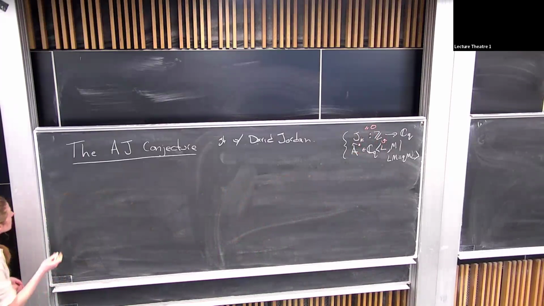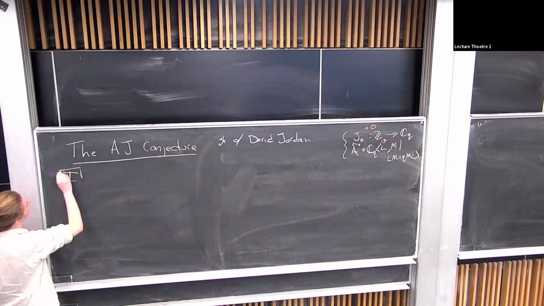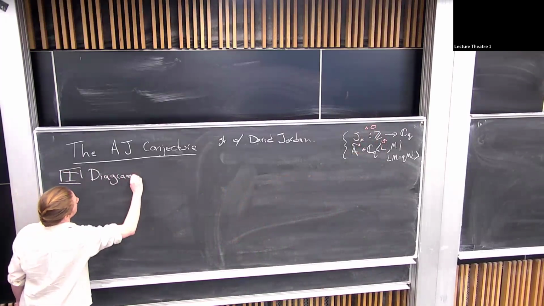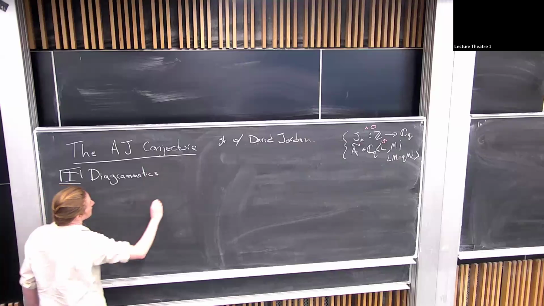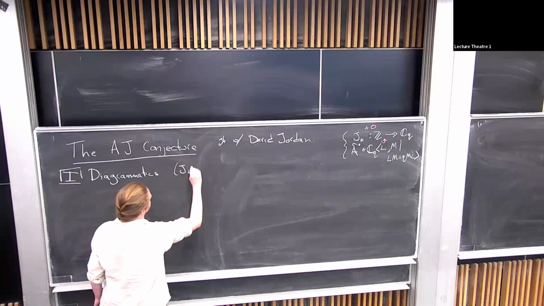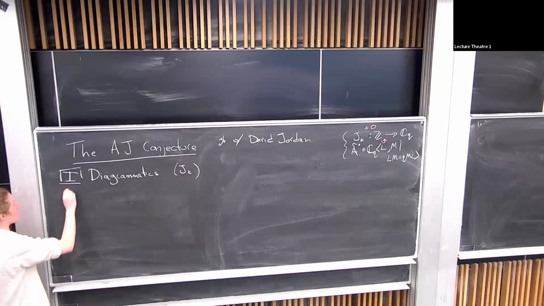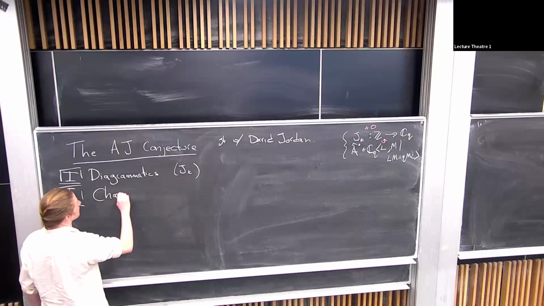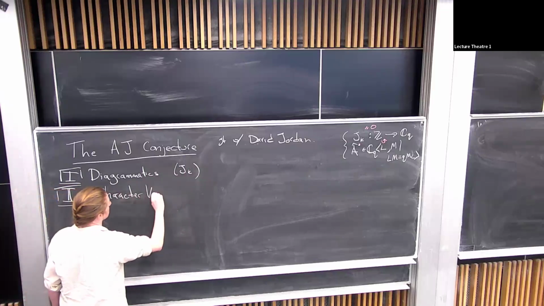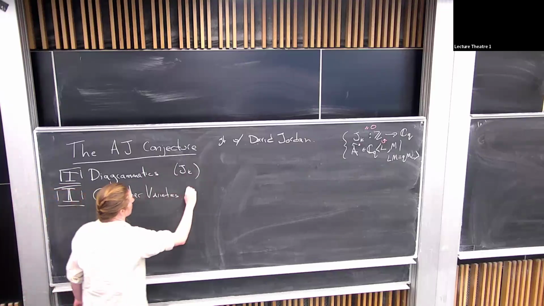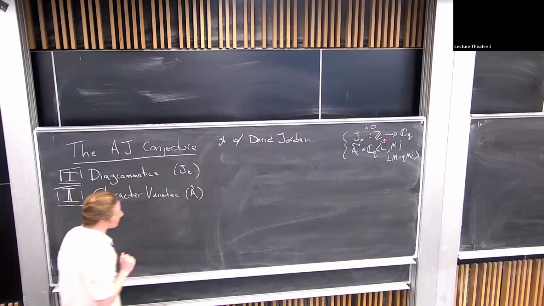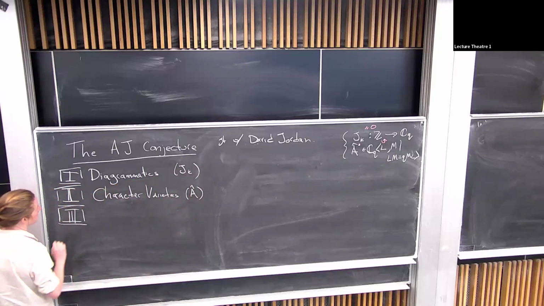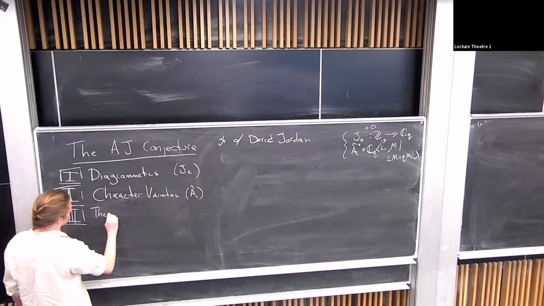All right, let me do the plan. First I want to start talking about diagrammatics. We've already seen a little bit, and this in particular is going to be focused on this J part. After that, I want to talk about character varieties, and this is going to be the A hat part. Then to wrap up, I want to discuss the relation between them, which is this AJ conjecture.